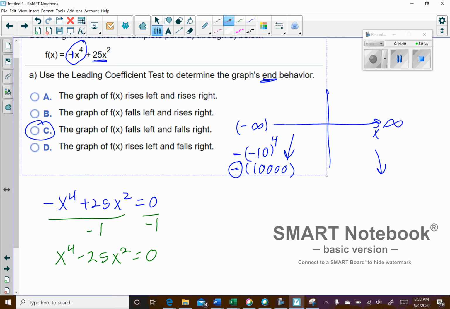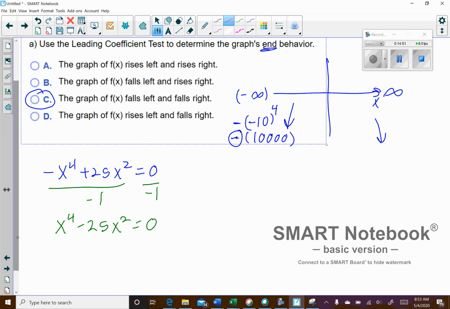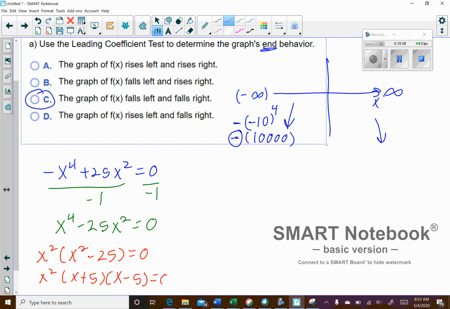Okay, and then I'm going to go ahead and factor out the x squared. So I'm left with x squared times x squared minus 25 equals 0. Then I'm left with x plus 5, x minus 5 equals 0. So I have 3 x-intercepts on this one. I have 0, I have -5, and I have +5, okay? I got 0 from here, I got -5 here, and I got +5 here.